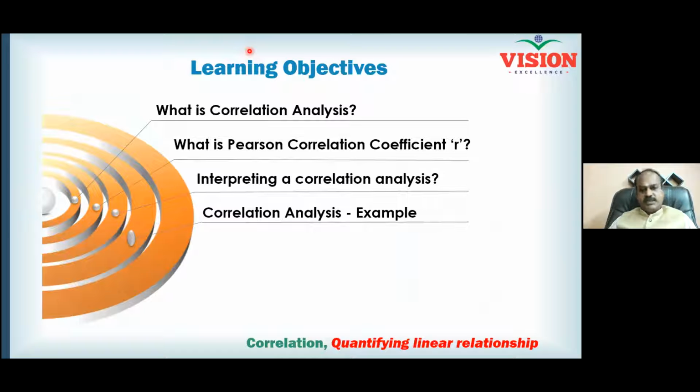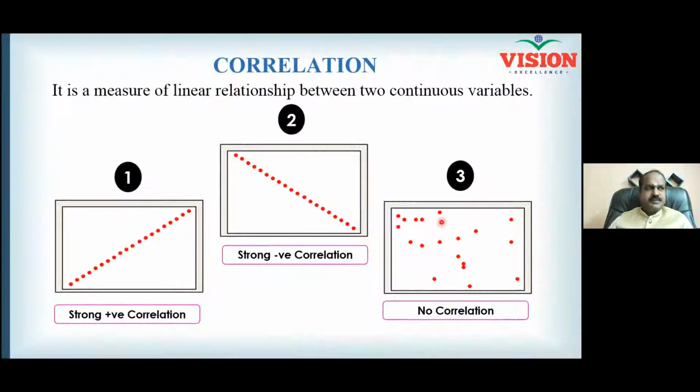So we'll understand what is correlation. We'll understand what is Pearson correlation coefficient. And also we will see an example, and to interpret the correlation report, we'll see some cases.